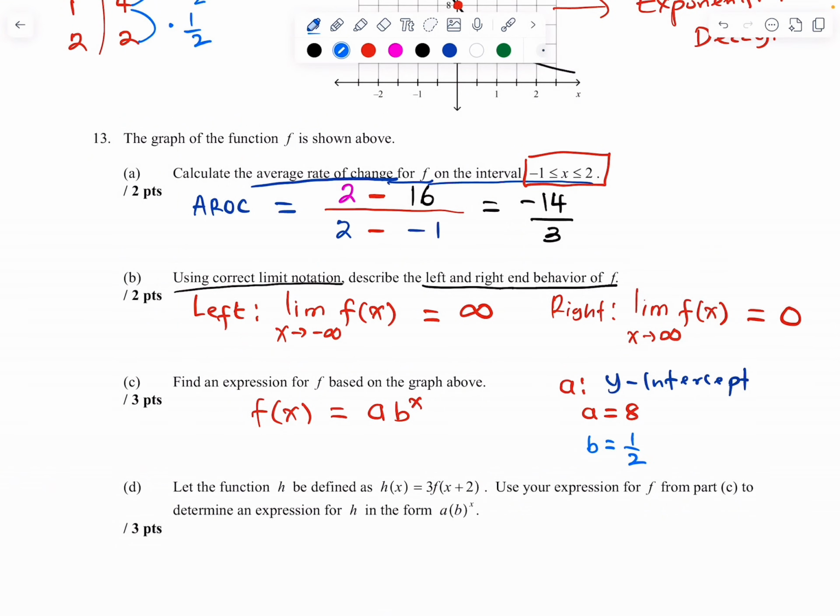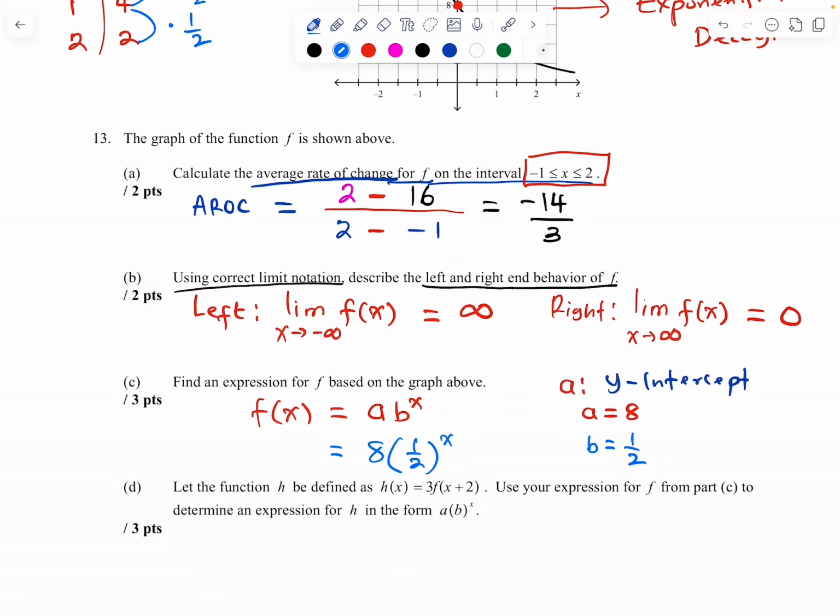Now I have the answer that I'm looking for. All I need to do is substitute. My a is 8, and my b is 1 over 2 to the power of x. And that would be what I am looking for.